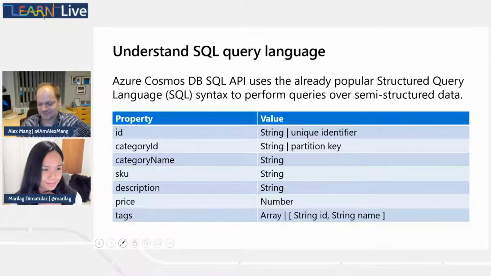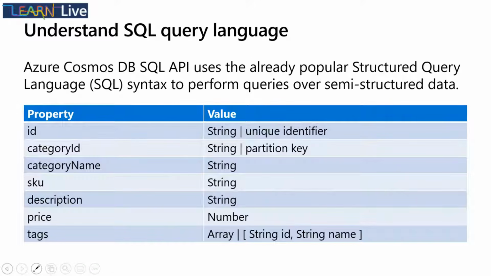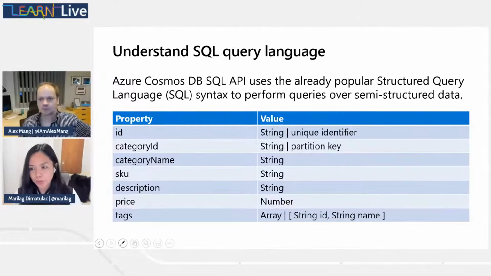Yeah, so the Cosmos DB SQL API uses an already very popular structured query language syntax to perform queries over semi-structured data. We talked about that earlier. But if you're used to other database platforms like MySQL or SQL Server, you may already have some of the tools necessary to write queries in Cosmos DB SQL API.